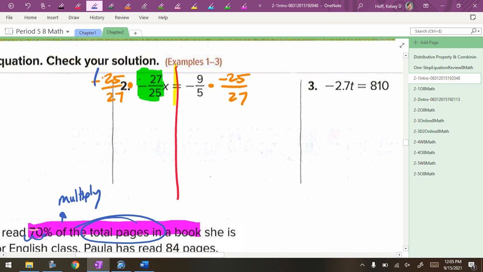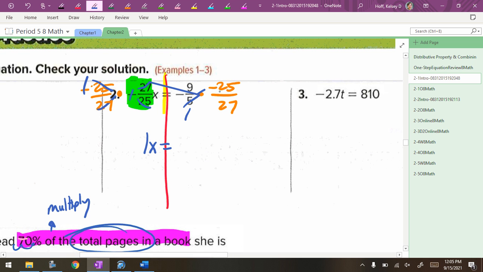Ms. Hoff always takes the side with a variable because she can get cross-multiplied and get all the way down to 1x. Parker, what can I simplify on that right-hand side? 5 to 1 and 25 to 5. Very good. Lane, what else can I simplify on that right-hand side? Okay. So 9 would become a 1, and 27 would become a 3.